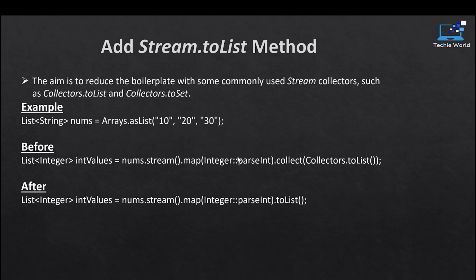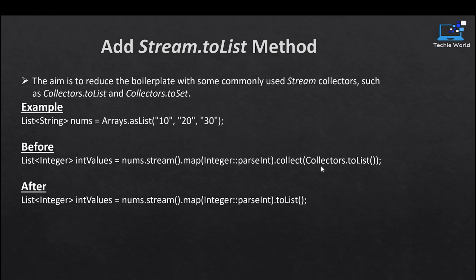Now after the introduction of the toList method into the stream, we can directly call the stream, and obviously we need to call the parseInt method to convert this string into the integer, and then we can directly call toList. You don't need to call collect.collectors.toList. So you have reduced close to two words, which in a way optimized your code.